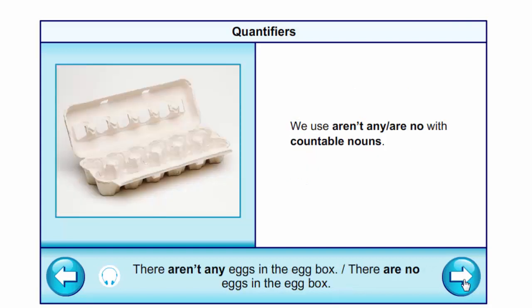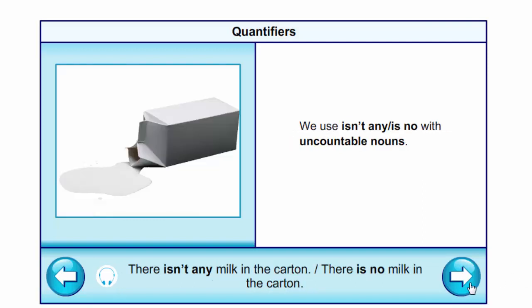We use aren't any, are no, with countable nouns. There aren't any eggs in the egg box. There are no eggs in the egg box. We use isn't any, is no, with uncountable nouns. There isn't any milk in the carton. There is no milk in the carton.